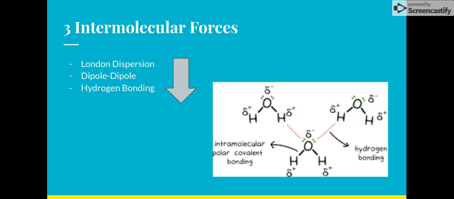There are three main intermolecular forces known as London dispersion, dipole-dipole, and hydrogen bonding, which increase in strength as you go down the list. Once again, the red dotted lines are the intermolecular forces, and the black straight lines are the intramolecular forces.